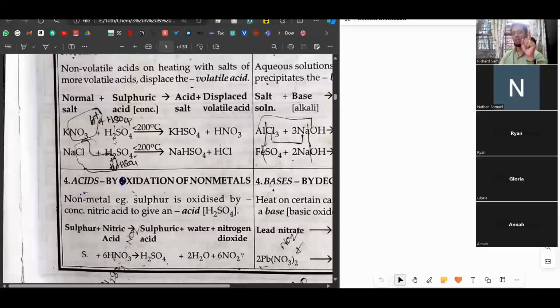What is the rule? From a less volatile acid, you can make a more volatile acid. But here it's exactly the opposite. They're using the HNO3, the more volatile, to make the less volatile. So that rule works only when you mix it with a salt. Only salt plus acid forming salt and acid will follow that rule that a less volatile acid can produce a more volatile acid. Here, are we mixing acid with salt? Huh? No, it is acid with sulfur, a non-metal. Okay, so that rule doesn't apply over here.